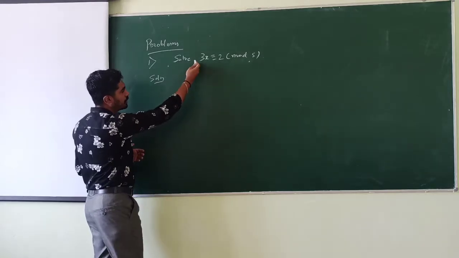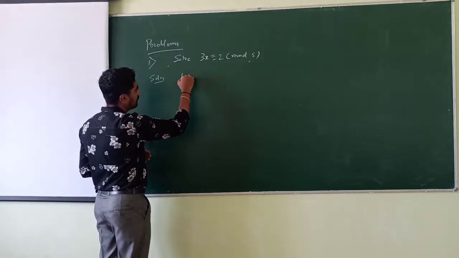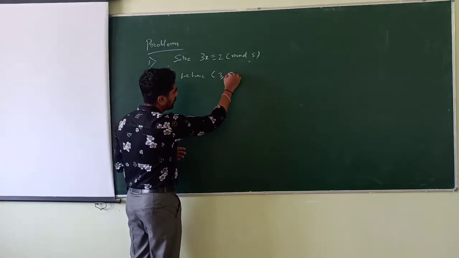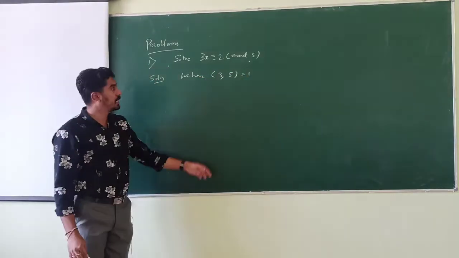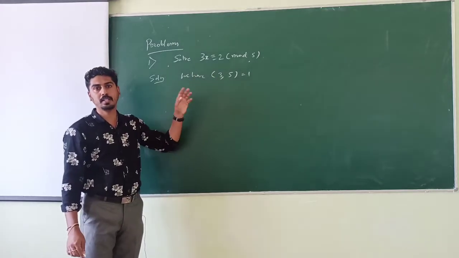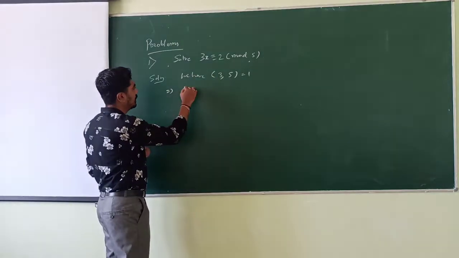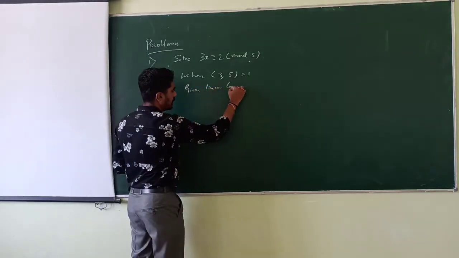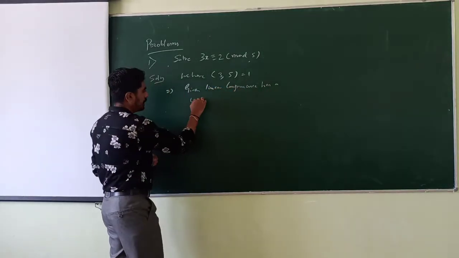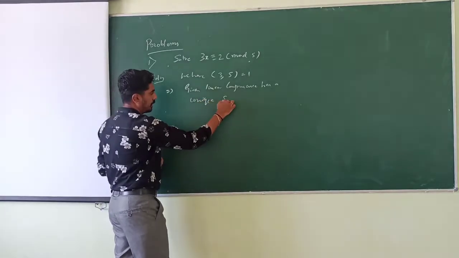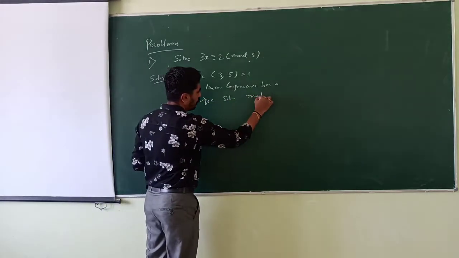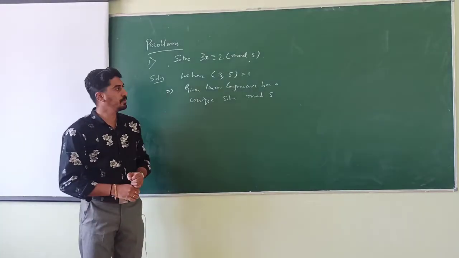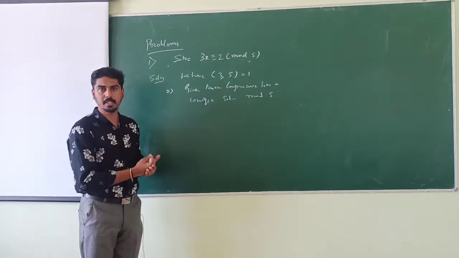First, find the GCD of 3 and 5. The GCD of 3 and 5 is 1. So the given linear congruence has a unique solution modulo 5. To find the unique solution, we can use the inspection method.